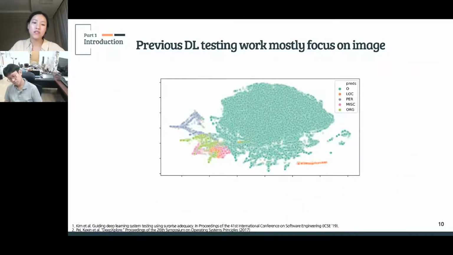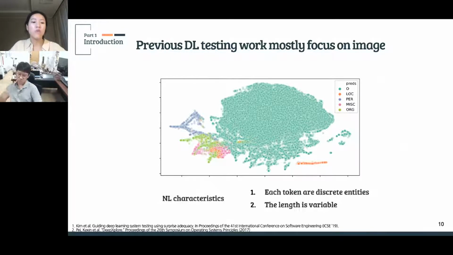But the multimodal distribution of natural language input implies that when testing a natural language processing model, we need to consider its inherent differences from images. Words in natural language are more discrete, in that each token conveys different meanings. Also, the semantic meanings of words are highly contextual, so not only the word itself but also its relative position affects the meaning. Also, the length of natural language input is inherently variable.